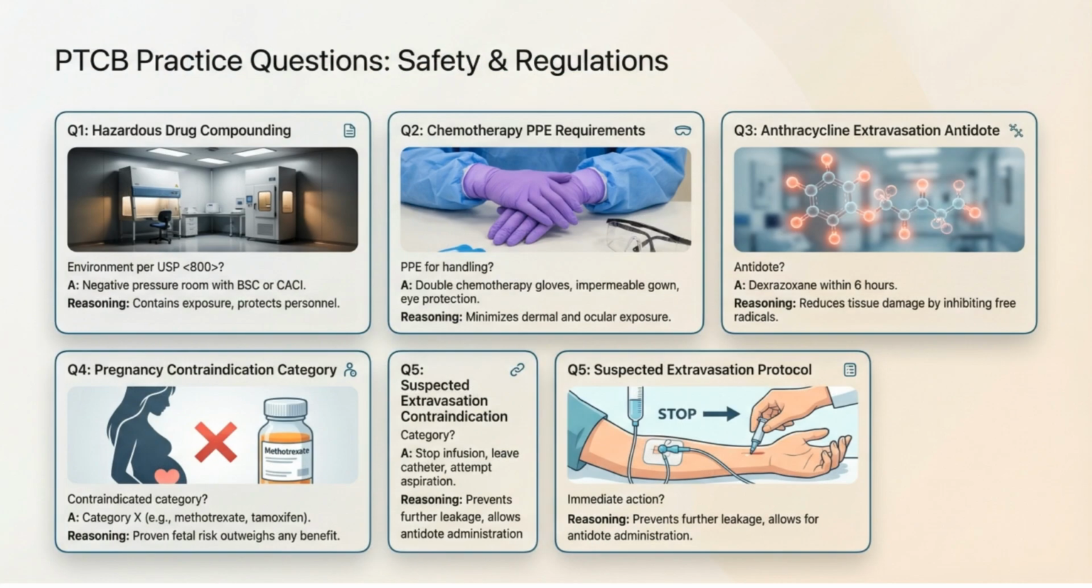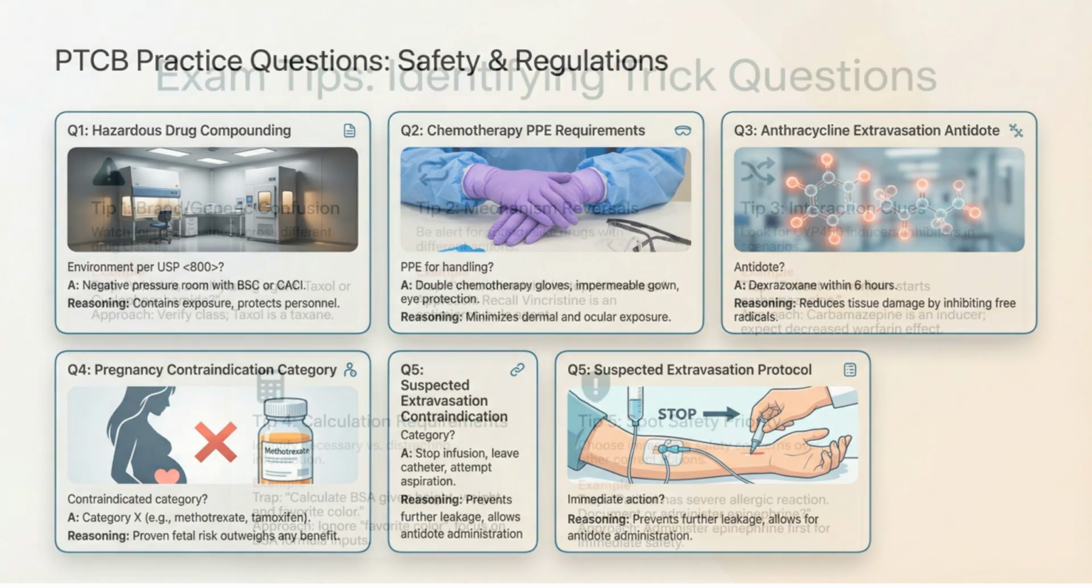Safety and regulations are important. Hazardous drug compounding should occur in a negative pressure room. Always use double chemotherapy gloves and eye protection. Dexrazoxane is the antidote for anthracycline extravasation. Recognize pregnancy contraindication Category X drugs like methotrexate. Immediate action for suspected extravasation is to stop the infusion and leave the catheter in place.